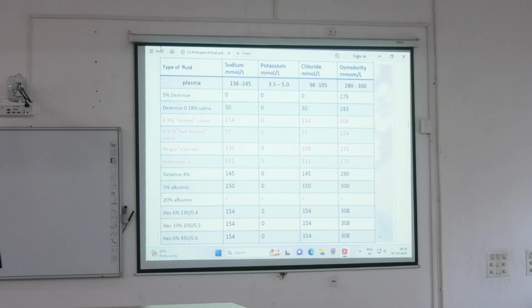See, normally in my body it is 280 to 300, okay, 280 to 300, make it a range, so it's closely matching. Now 0.9% normal saline means 154, 154, so osmolarity is 308, still more or less matching. Whereas 0.45% half normal saline is 77, 77, so osmolarity is lower, so this is hypotonic, right? Ringer's lactate is more or less matching. In Ringer's lactate, look, sodium is 130, potassium is very little, 4, chloride is 109.